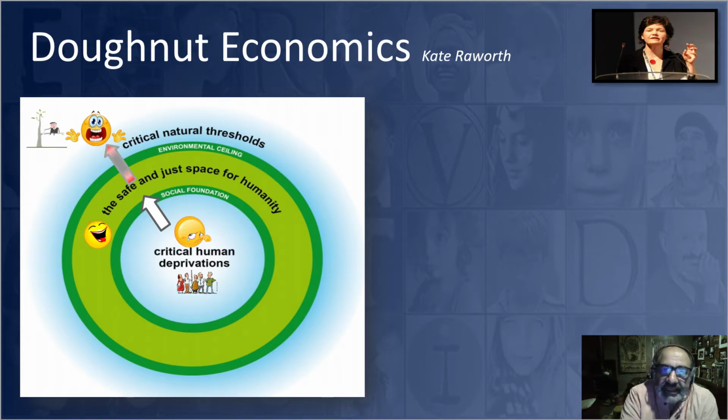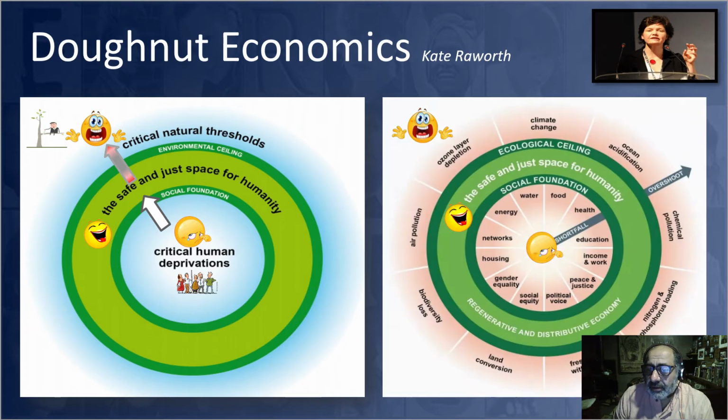Once again, unless you resolve this tension between the absolute richest people on earth and the poorest people on earth, you can't address the problem of environmental sustainability. It's all interlinked. So let's put some labels around this donut.